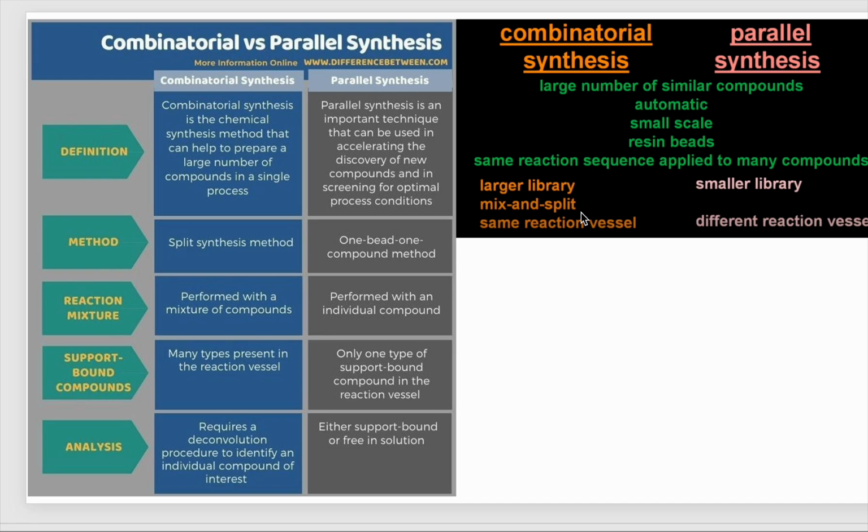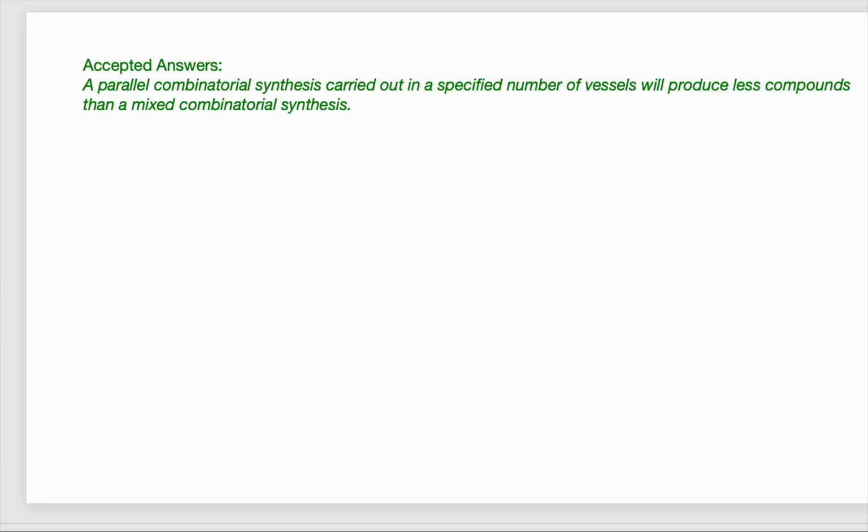That's right. But because we basically mix and split in combinatorial synthesis, in the same reaction you're mixing, you're splitting, and then you're putting again and you're mixing. So that's why combinatorial synthesis is very messy. And you have a larger library of compounds. In parallel synthesis, it's much more organized, it's less messy, but again, it has a smaller library of compounds. And because it's like 1, 1, 1, 1, so different reaction vessels have different compounds, so it's much more organized. So now you understand why this answer is correct.